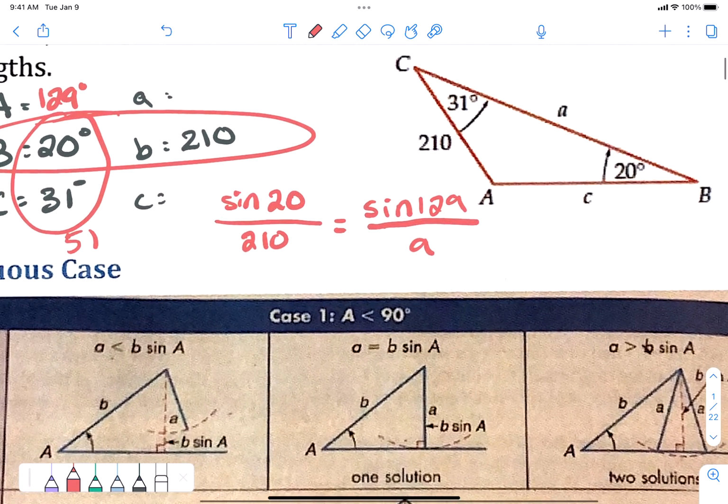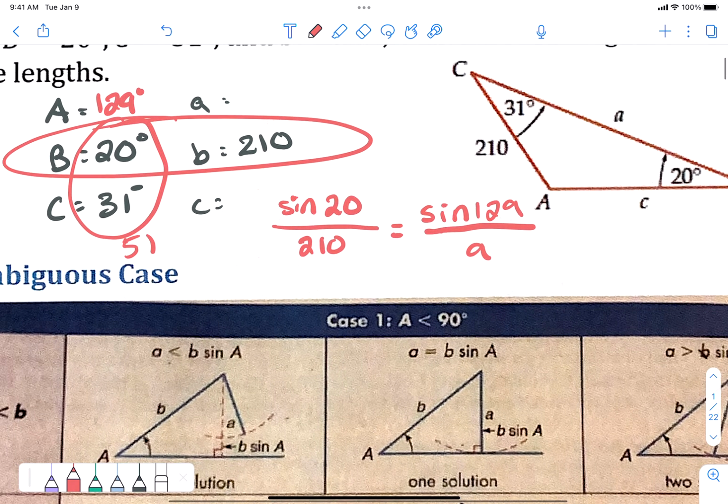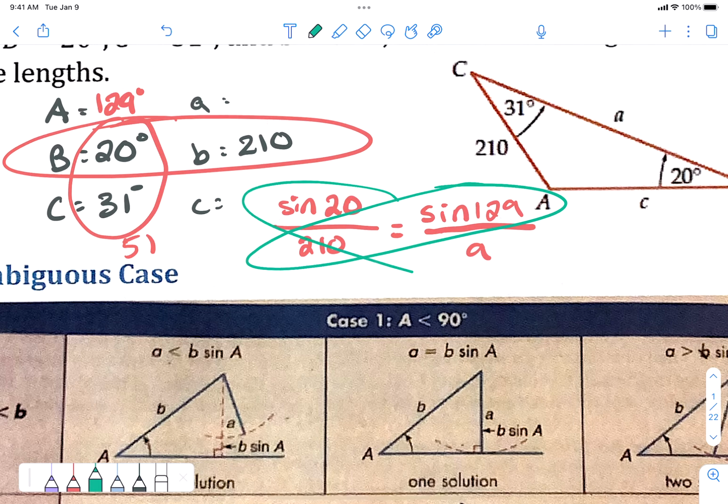So we have our sine A over A, sine B over B. Angles over the sides. You see what we're doing? Now what do we do? Cross multiply and divide.